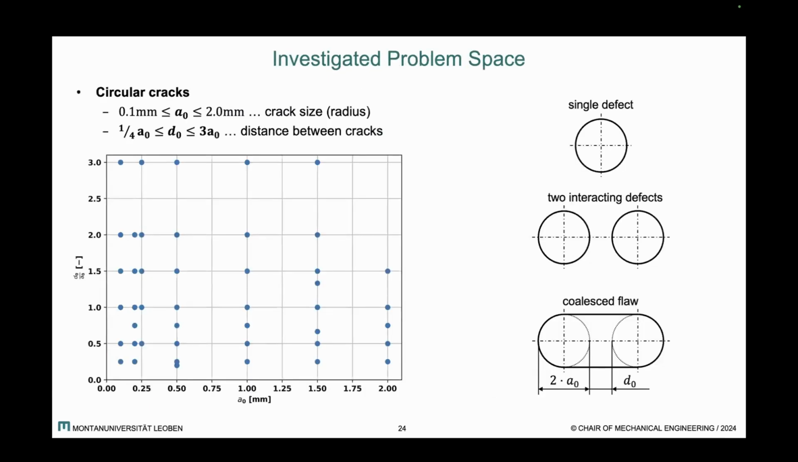The simulation focuses on circular defects. I'm simulating a single defect, the interacting defects, and the convex hull of those, for crack sizes between 0.1 and 2 millimeters, and distance between cracks of 1/4 to 3 times the crack radius. Here you can see the whole test matrix or simulation matrix.